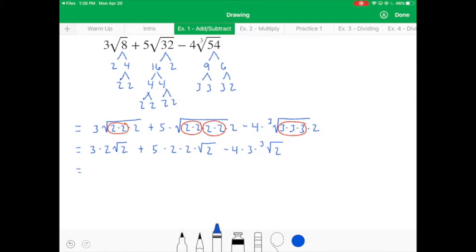3 times 2 radical 2 would be 6 radical 2, plus 5 times 2 times 2 radical 2, that would be a 20 radical 2, and then minus 12 cube root of 2. Now notice all 3 of those radicals now have a radicand of 2. However, these are the only 2 radicals that are like radicals because they're both square roots.